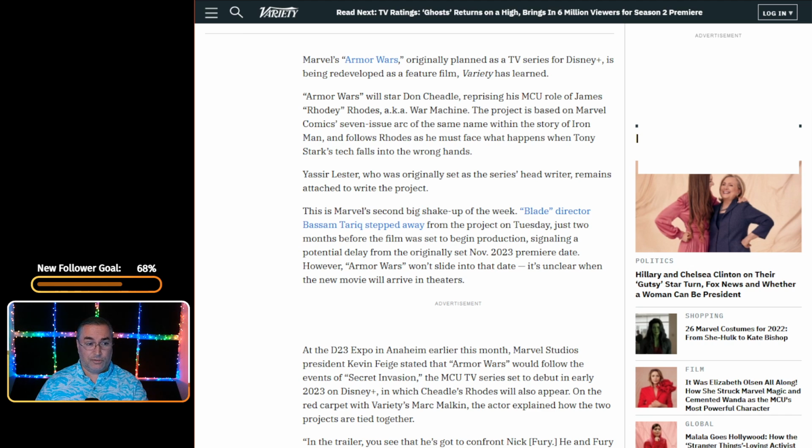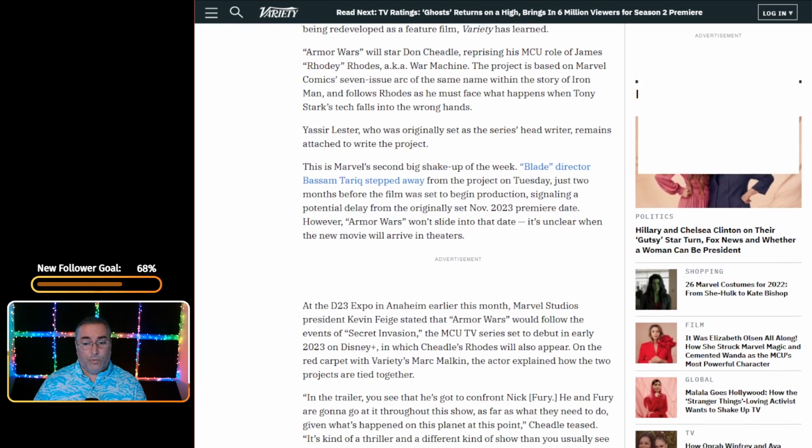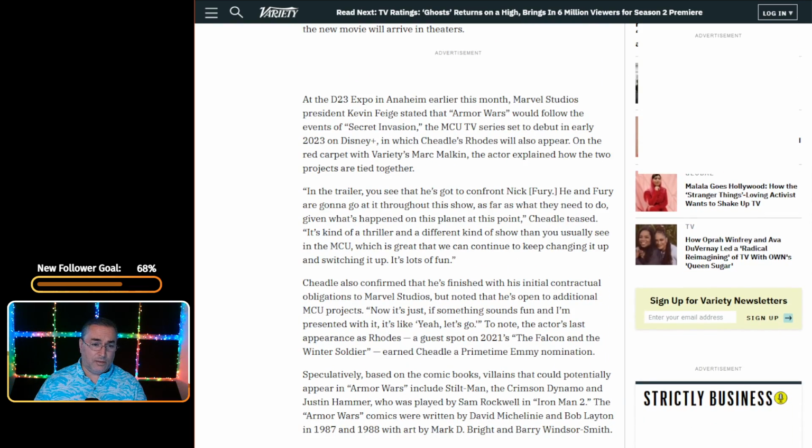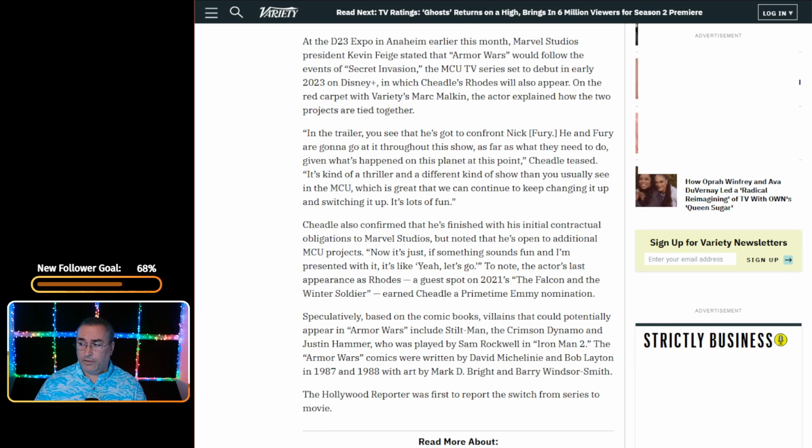I have bought the Blade trilogy, I think, 3 different times now. And yesterday, I think, was the third time, which was interesting that it actually showed up the same day. It says here, Armor Wars won't slide into that date. It's unclear when the new movie will arrive in theaters. I really want them to do a Disney Plus series as well with all that same capability.